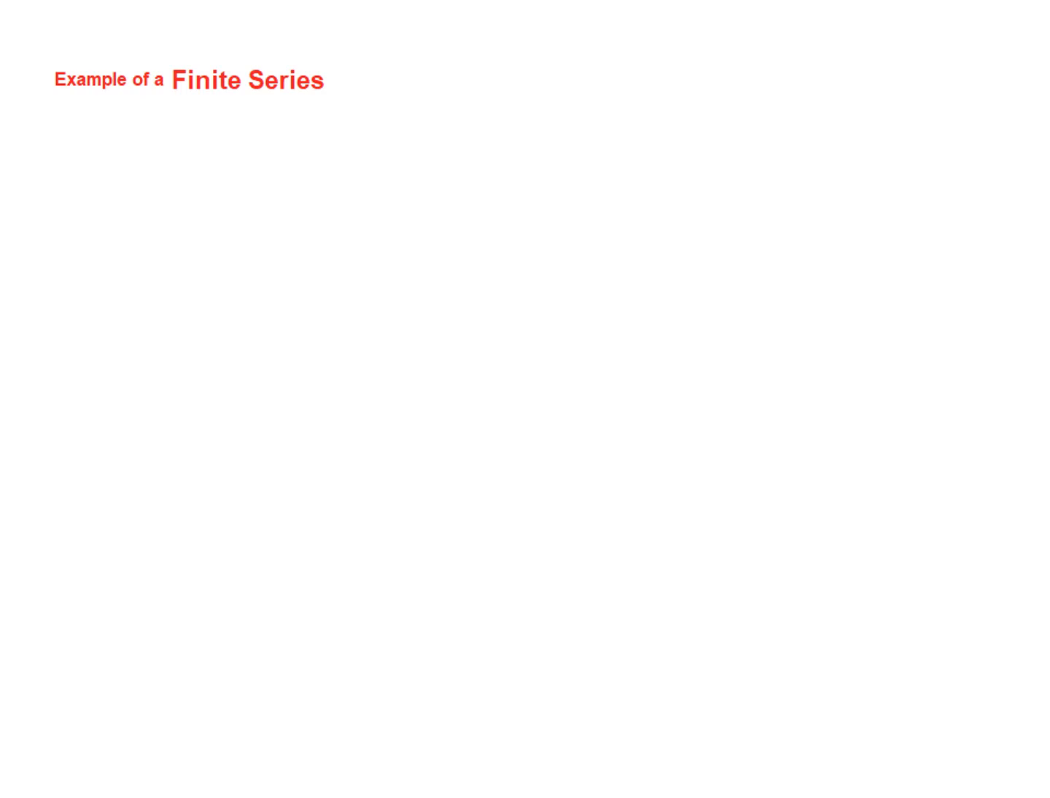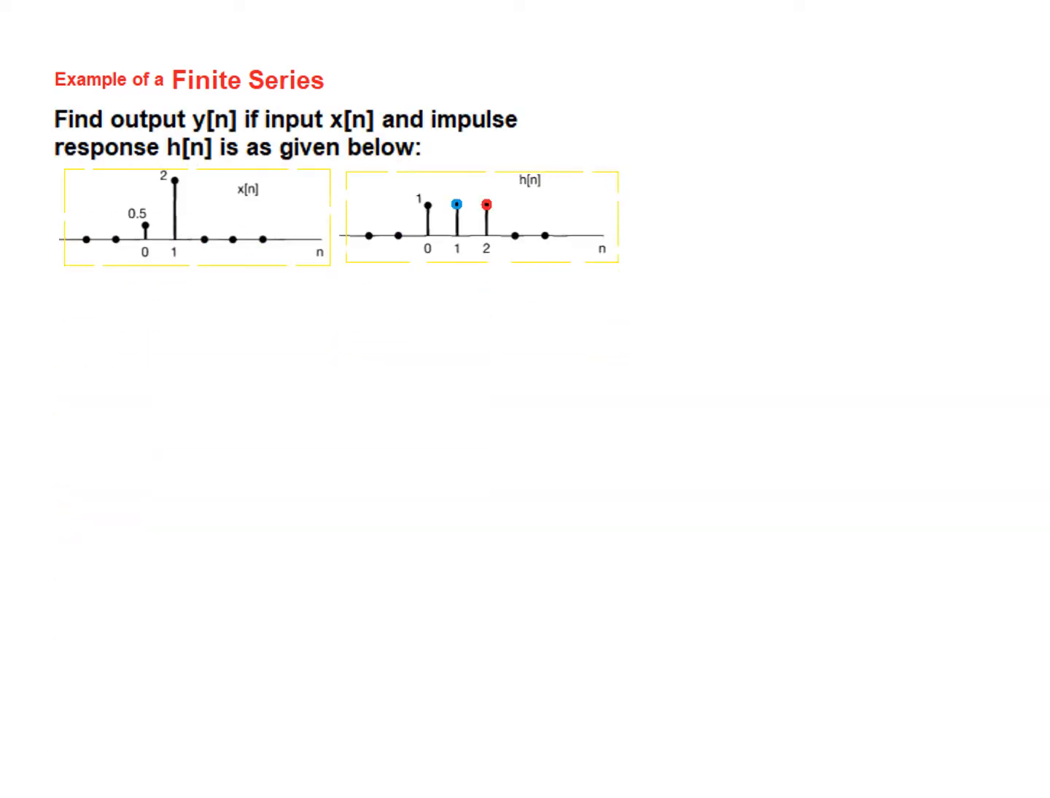Okay, now there could be two types of questions, one involving the finite series, the other involving infinite series. So we'll start with the finite series first. So here's the question. We have an input as shown here, x(n), and this is the impulse response of the system. Now we want to find the net output of the system. If you remember, this was the formula of convolution. So output y(n) is the summation of x(k) multiplied by h(n minus k).